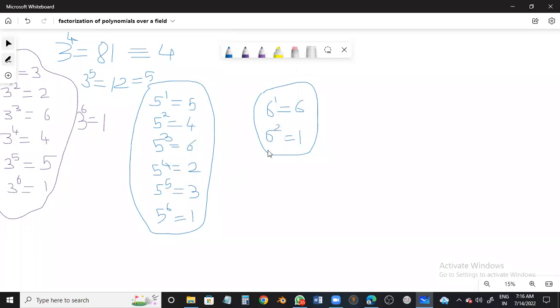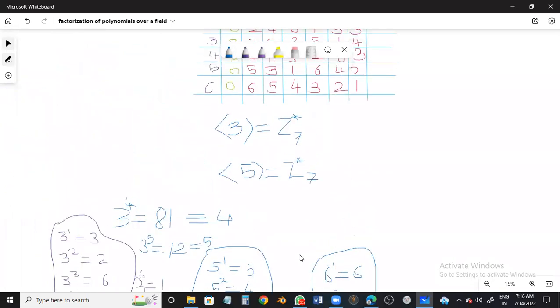And for 6, you can watch 6 square itself is 1, so of no use. So it is not a generator. So what is the generator here? Only 3 and 5. So we have marked over here that Z7 star is generated by 3 and 5 also. All right. Hope we got the concept.